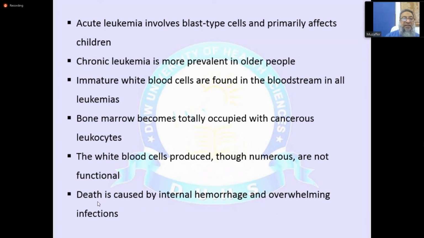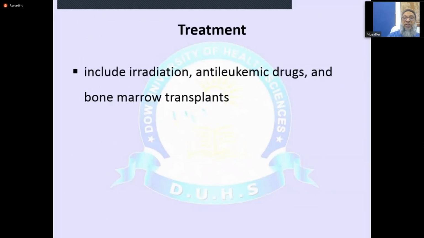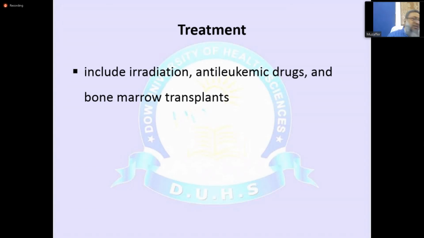And because of this invasion of immature cells, death is caused by internal hemorrhage and overwhelming infections. Ultimately, the treatment of this condition includes irradiation, anti-leukemic drugs, and some bone marrow transplantation. So this is all from today's lecture.